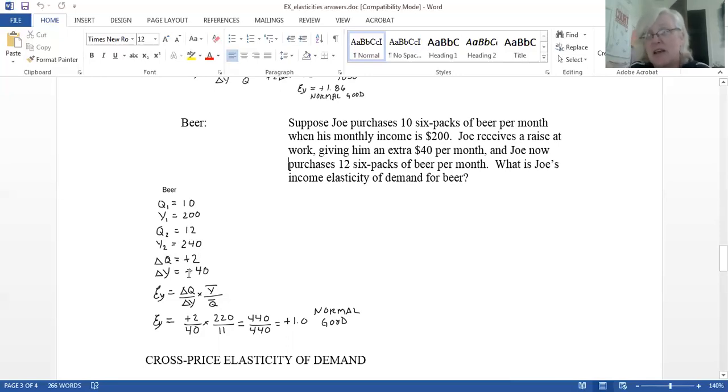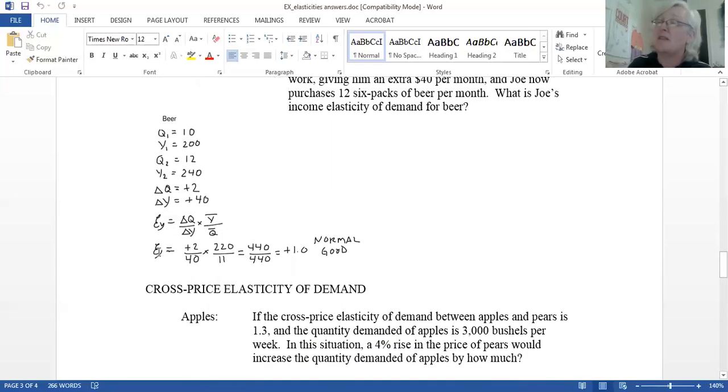And notice I am keeping track of my pluses and my minuses. The pluses and the minuses matter a lot when we're doing cross price and income elasticity in particular. All right, so because we have both Q's and both Y's, we can use the midpoint formula, our preferred formula. Income elasticity is equal to change in Q over change in Y times average Y over average Q.